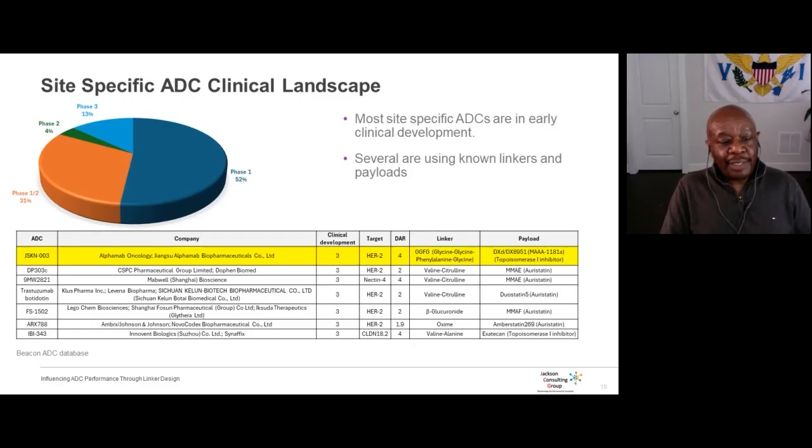So if site-specific technologies are so good, what does it look like in terms of the clinical landscape? We know that site-specific ADCs are primarily in early clinical development, phase 1 all the way to phase 2. Very few are in phase 3 right now. But the ones that are in phase 3, I've highlighted here in this table. The take-home message from this slide is that, with regards to linker and payload, they're using linkers and payloads that are commonly associated with the approved ADCs. So this is an effort to try to de-risk your ADC development.